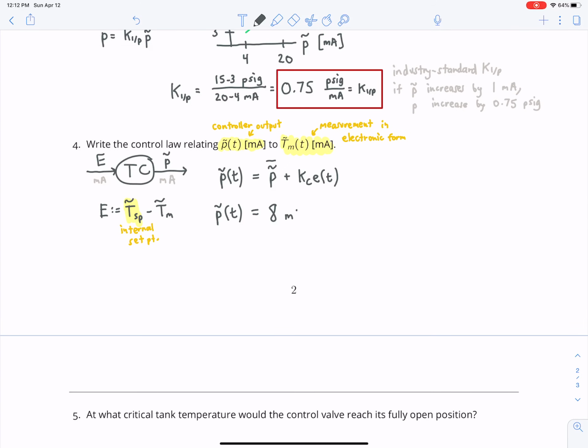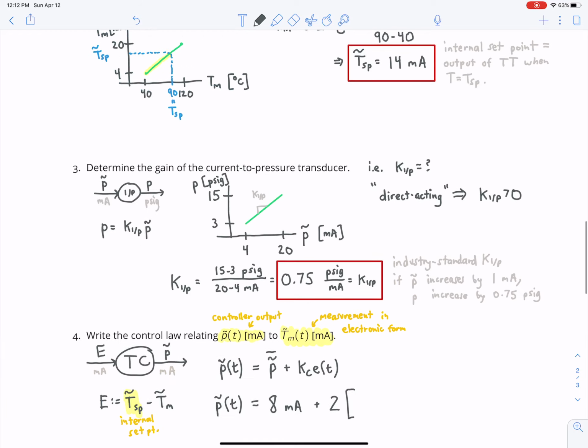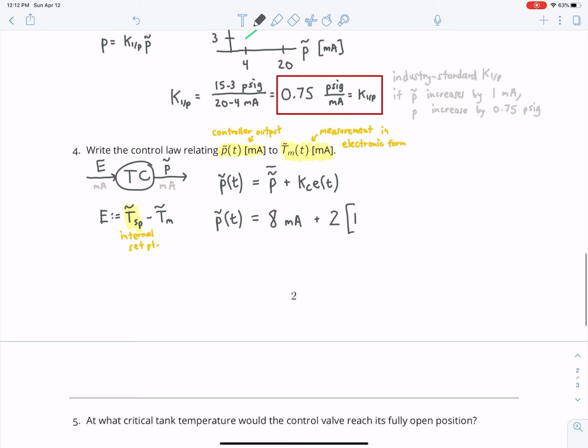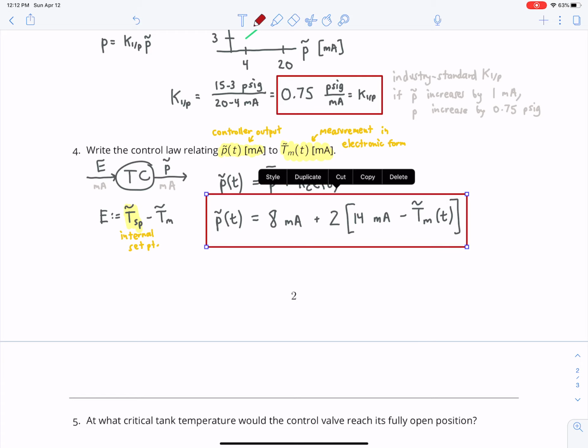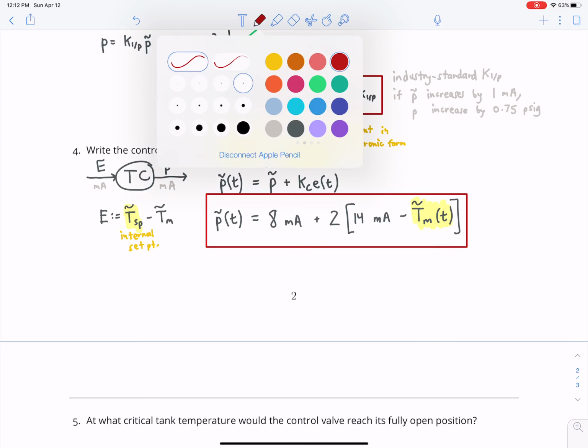So this is equal to 8 milliamps plus 2. And the controller gain here is actually unitless. And then the error is the internal set point, which we've computed above, 14 milliamps, minus whatever that measurement is, Tm tilde of t. And it's a function of time, right? It could be changing with time. It will be, probably. All right, so that's really our control law. Voila. So this is a very practical control law. So this is a milliamp signal output from the temperature transmitter after it goes through the conversion.